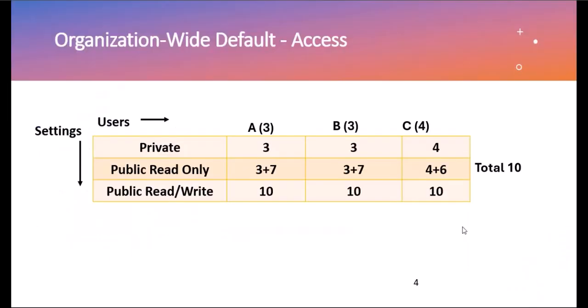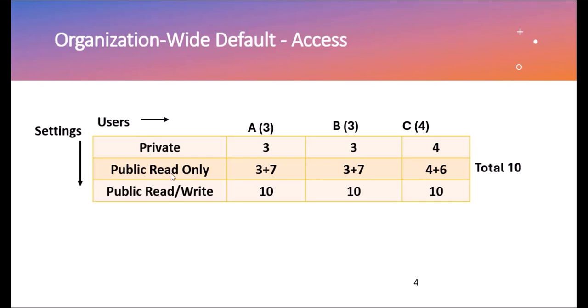Let's see. Using this chart, we will see the access of OWDs: private, public read-only and public read-write. These are the access levels of OWD. And then we have three users, A, B and C. These are the number of records owned by these particular users. Now where can we apply these OWDs? We can apply these OWDs on particular objects. For example, in the XYZ object there are 10 records. If the OWD of that particular object is private, then user A can see only the records owned by himself. User B can see records owned by himself, and like that user C can also access only the records owned by himself.